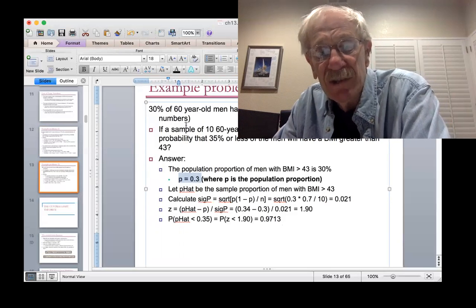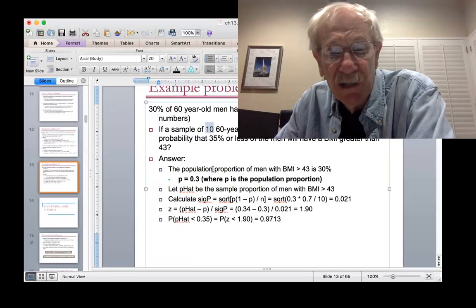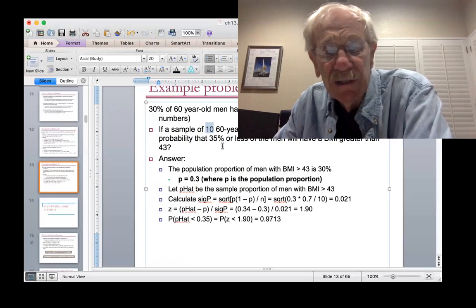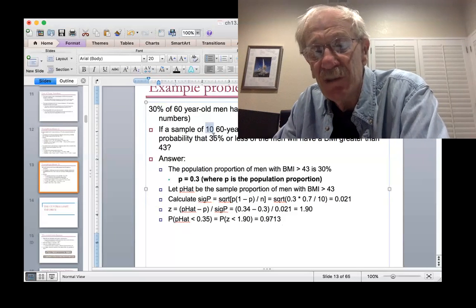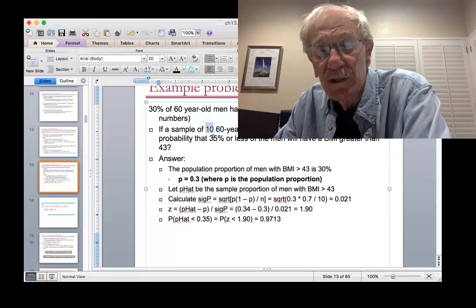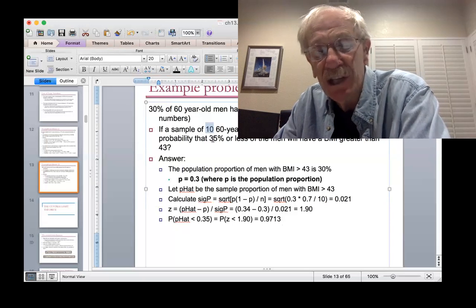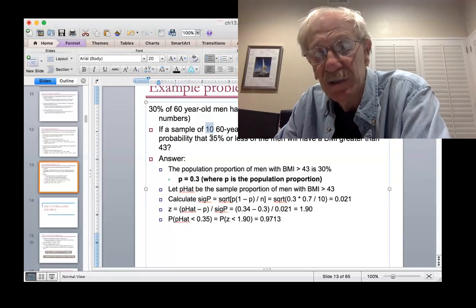And now my question is, if a sample of 10, well, look, now n is 10. I didn't write that down here, but it's going to show up real soon. n is 10, 60-year-old men randomly selected. What's the probability that fewer than 35% of the men will have a BMI greater than 43? On average, 30% have, but now I take a particular sample, what's the probability that 35% will have a BMI greater than 43? Got the problem?